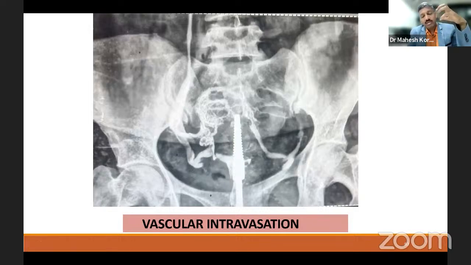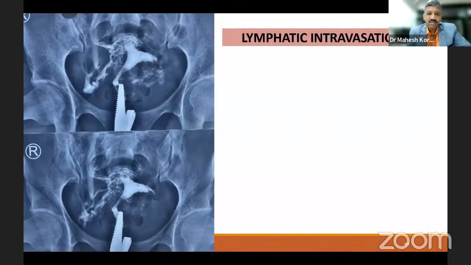The dye enters into the veins, and you will see a vascular intravasation. And you see this is lymphatic intravasation. Can you see the small spider web-like appearance? These are all lymphatic intravasation of the dye. And along with that, you can see the vascular intravasation here. Because of the block, you can see the vascular, the venous, as well as the lymphatic intravasation in this.